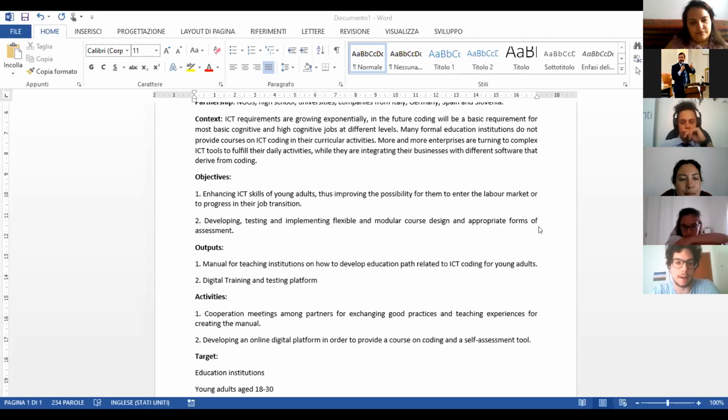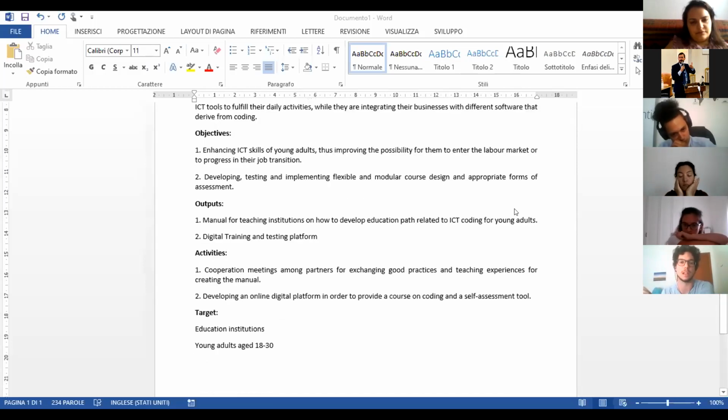requires. Then the second objective would be to develop, test and implement a flexible and modular course design and appropriate forms of assessment. So it would be a tool that would allow them to follow a course on ICT and to have a tool that will allow them to have a self-assessment phase. The outputs would be, okay, these are not very innovative, I know, but it would be a manual for teaching institutions on how to develop education paths related to ICT coding for young adults, and then the digital training and testing platform or tool.